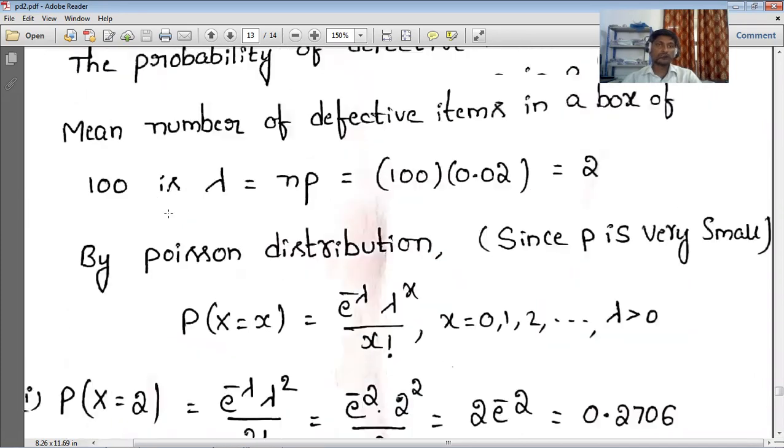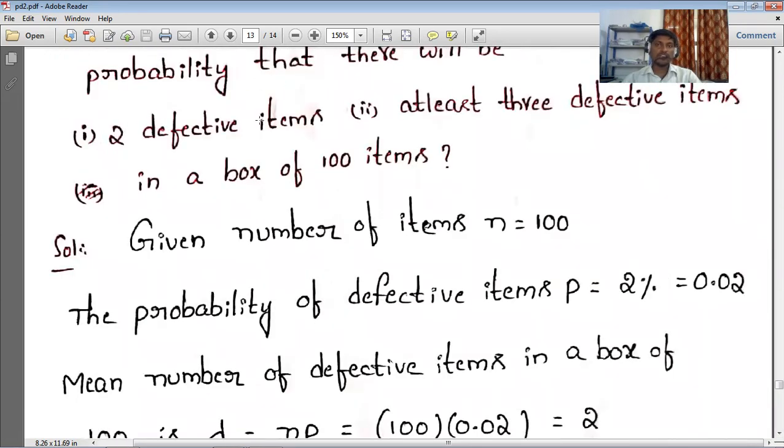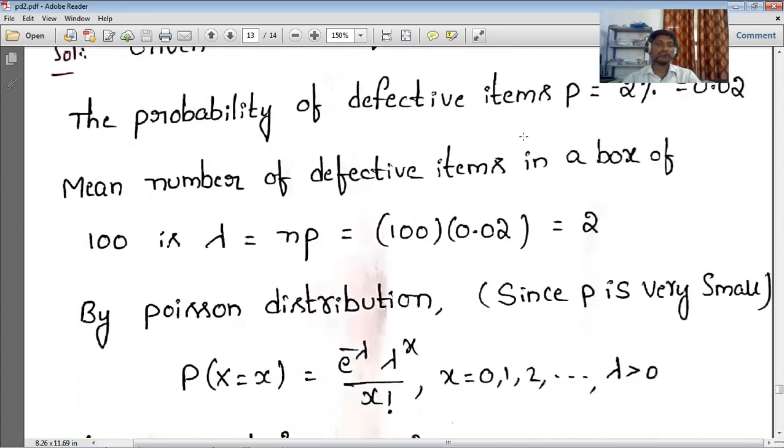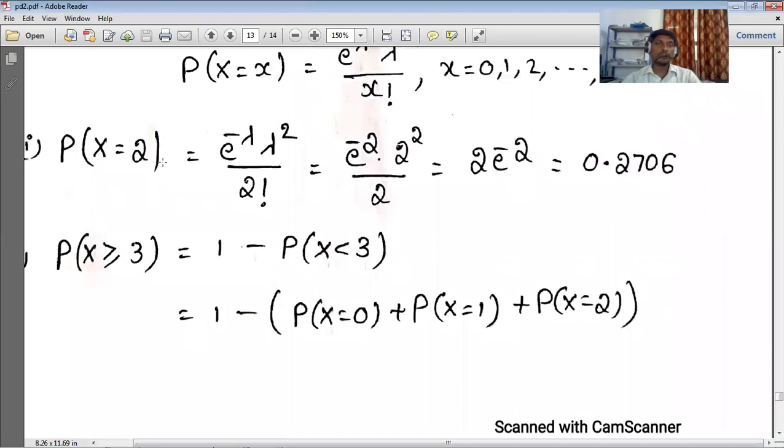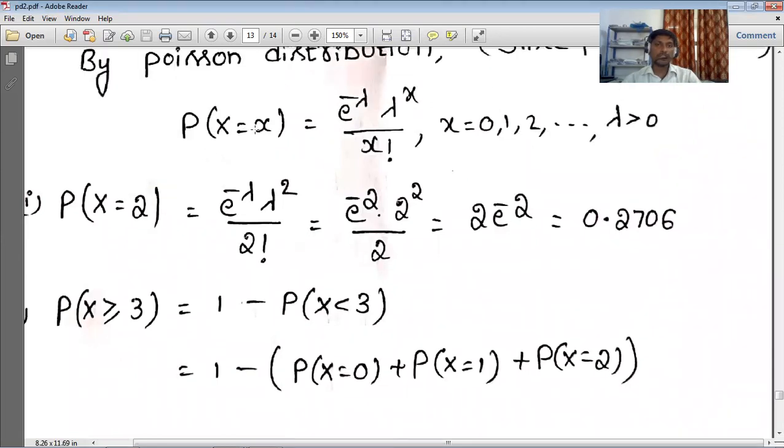Okay, so the first part asks for two defective items, and the second asks for at least 3. So P of X equal to 2 is nothing but, in place of small x, we have 2 here. So for that we substituted 2 in place of x.